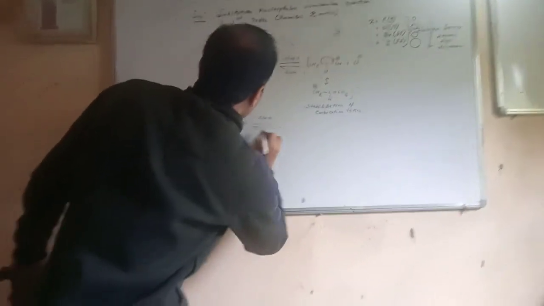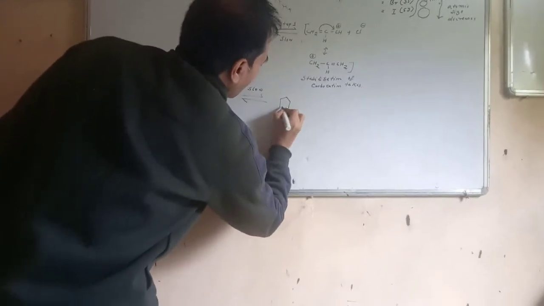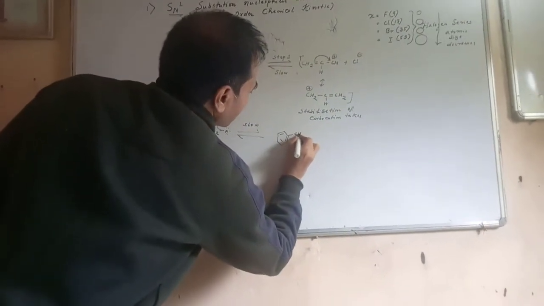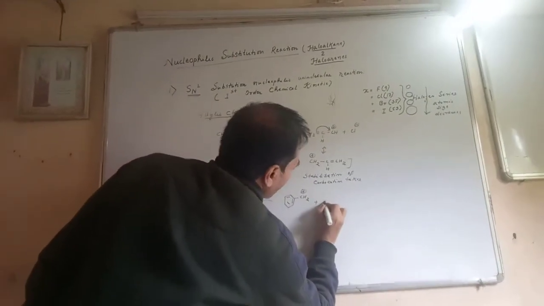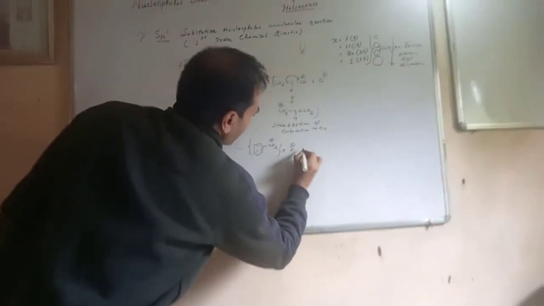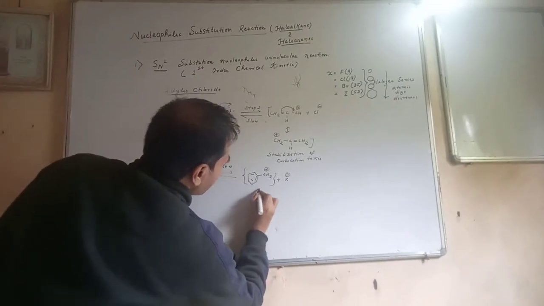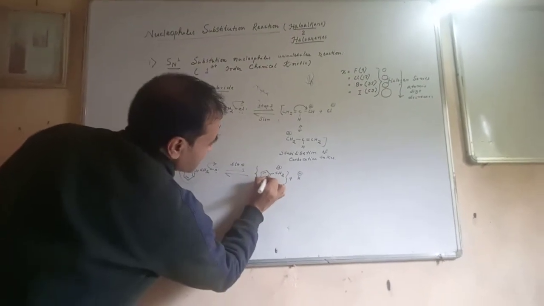So what is going to be generated? This will go out. So you will get this intermediate cation will be generated. Halide will go out. This is an intermediate. Okay. Now this intermediate tends to undergo stabilization.